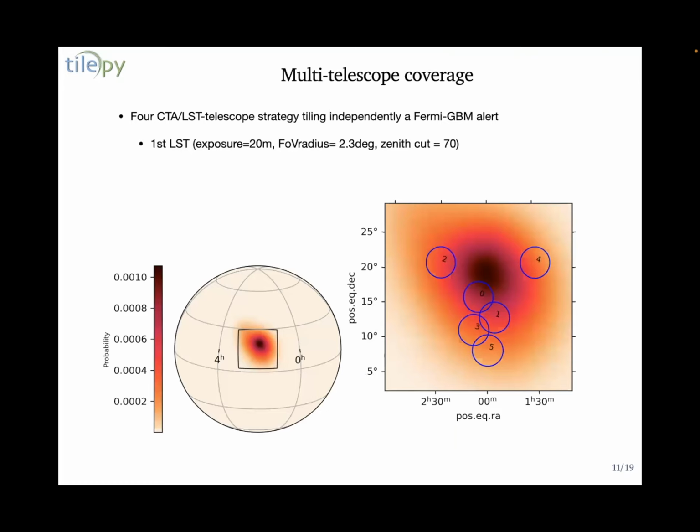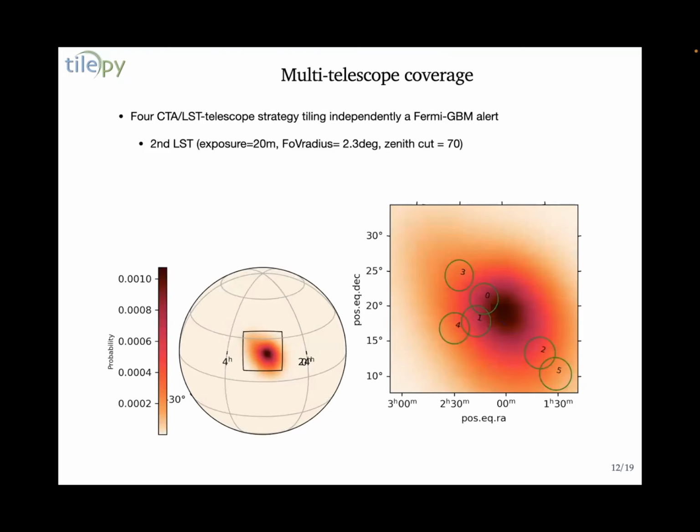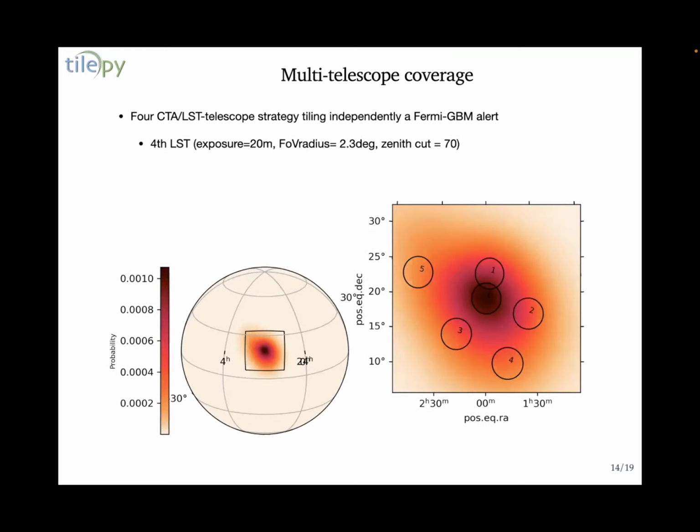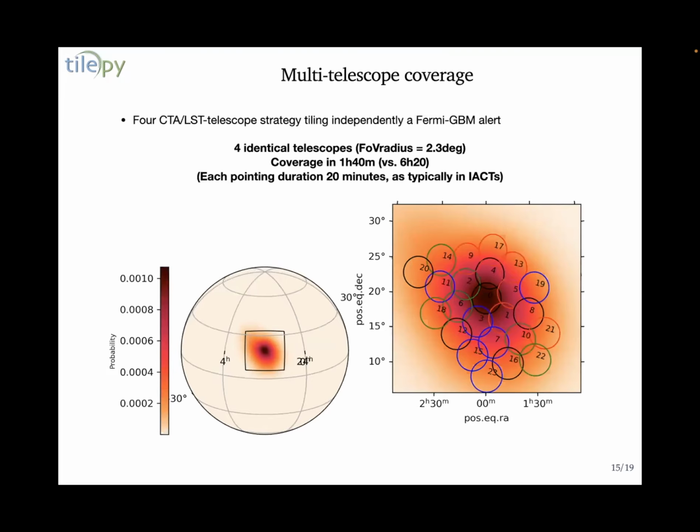Okay, now I want to show you this multi-telescope coverage. Imagine that you have 4 telescopes, say 4 LSTs, that want to tile an alert independently. So this would be what LST1 could do. We put 20 minutes of exposure, 2.3 radius of the field of view, and a zenith cut of 70. So this is for the first, this is for the second, this is for the third, and this is for the fourth. And all together, they do this nice coverage of the region.